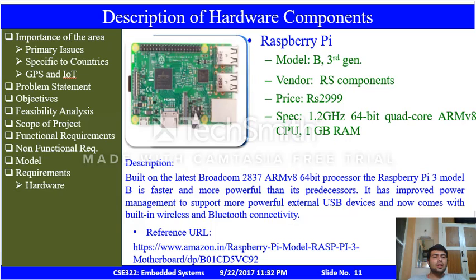Alright, the first component that we'll be requiring is a Raspberry Pi. It's a standard model, Raspberry Pi 3rd generation. The seller is RS Components, that is the vendor. The price is the standard 3,000 rupees, and specifications are 1.2 GHz, 64-bit quad-core ARM-V8 CPU with 1 GB of RAM.